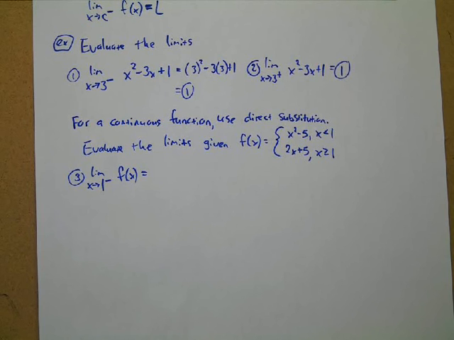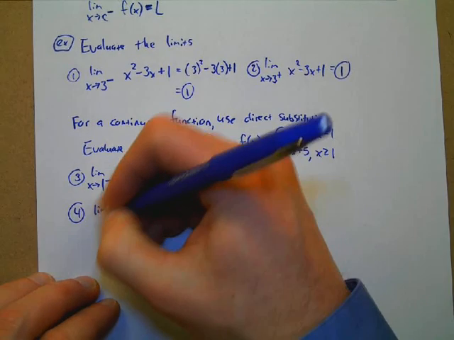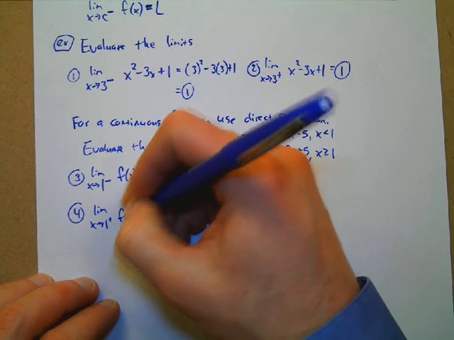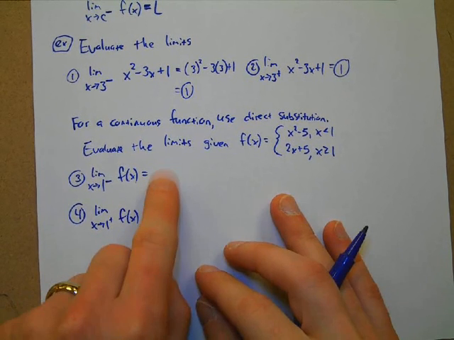What about the limit as x approaches 1 from the right of f of x? Any ideas there? Yeah, Sean, what do you say? So then what would that look like here? What would I write then? x squared minus 5. Yep, exactly right.